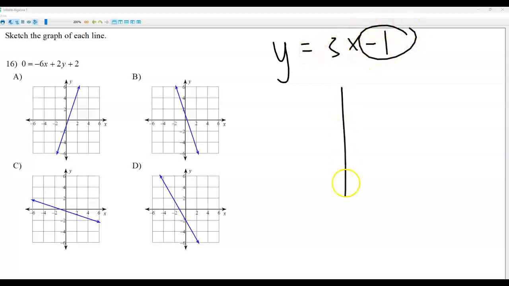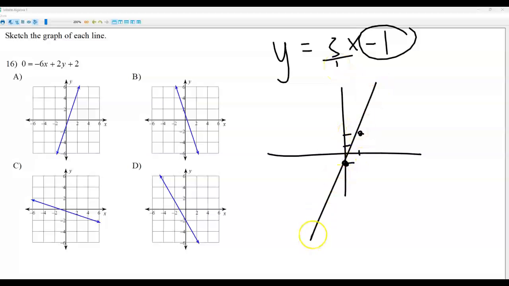I can see now that my y-intercept is -1, so I'm going to put a dot at -1. And I can see now my slope is 3 over 1, so I'm going to go up 3 over 1 from my starting point, and I'm going to connect my dots. And from there, I should be able to identify the correct option, which would be A.